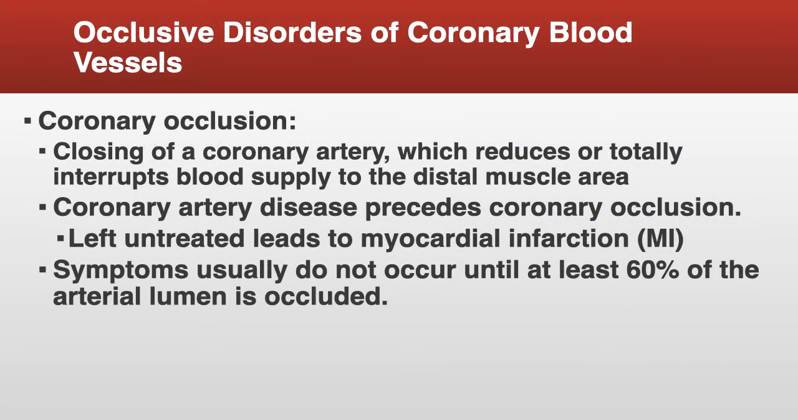Occlusive disorders of the coronary blood vessels are the closing of a coronary artery, which reduces or totally interrupts the blood supply to the distal muscle area of the heart. Coronary artery disease precedes coronary occlusion. If left untreated, this can lead to your MI. Symptoms usually do not occur until there is at least 60% of the arterial lumen that's occluded. So once you get to around that 60% mark, the patient will begin to have symptoms.